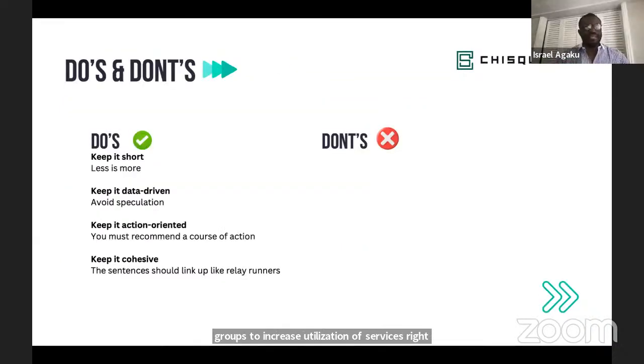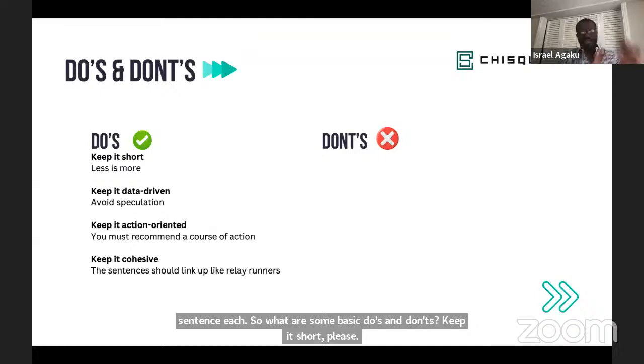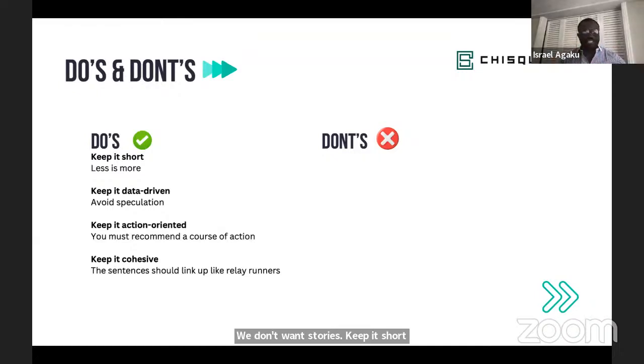One sentence each. So what are some of the basic do's and don'ts? Keep it short, please. We don't want stories. Again, like I said, one sentence for each of the three is fine: one sentence to summarize, to interpret, and then to apply. Less is more. Please don't speculate. Keep it data-driven. It should be based on the data.